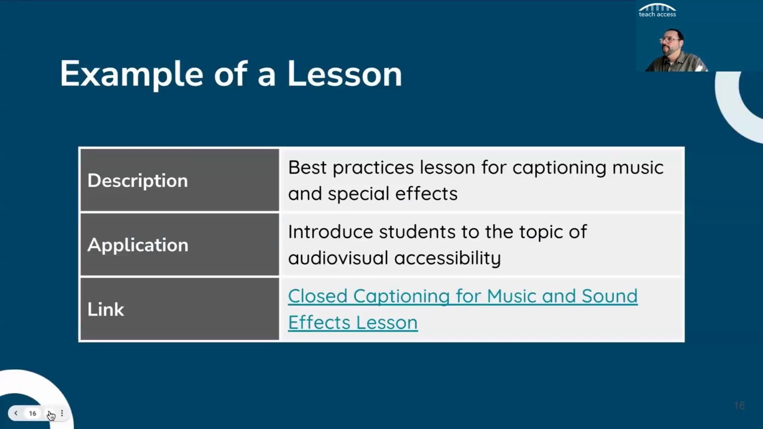We've also included an example of a lesson, and this specific lesson focuses on captioning music and special effects. It introduces students to the topic of audiovisual accessibility. It's one of my favorite lessons because it provides an introduction to things that students are mostly familiar with, closed captioning, probably audio description, but it can also be used in different disciplines because of the way this specific lesson was built. Although it was used for a music course, it can be used in different disciplines.